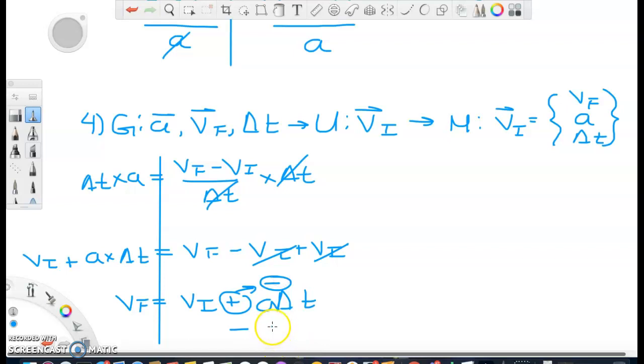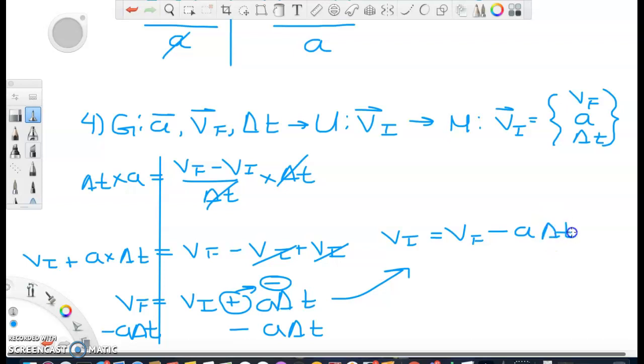So I'm going to subtract a delta t from the right and subtract a delta t from the left, and that's going to give me my final equation for v initial, which would be that v initial is equal to v final, the final velocity, minus the acceleration times the change in time. And this will be our final expression for initial velocity in terms of the acceleration, final velocity, and change in time.